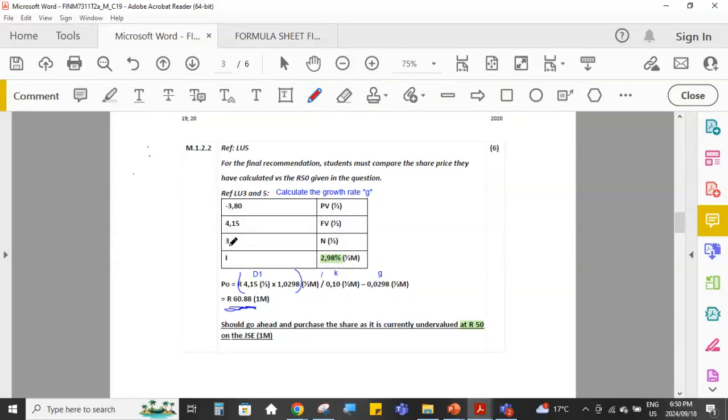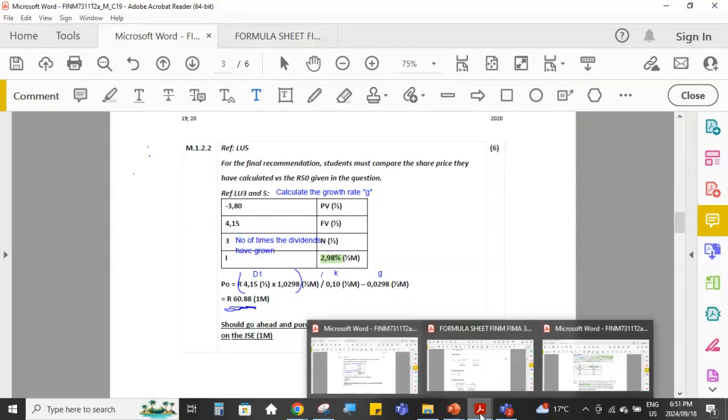N is 3, and we are going to comp I. And the reason that N is 3 is because N is not the number of years, but it is the number of times the dividends have grown.